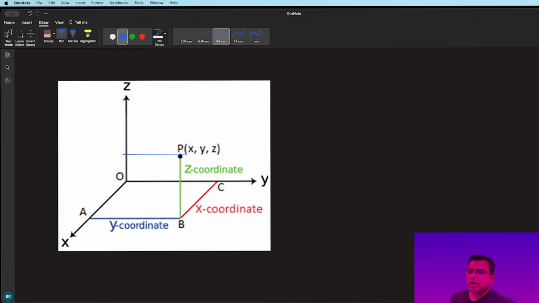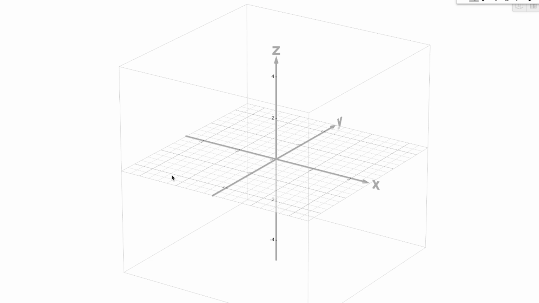Now if you want to learn more about how the 3D coordinate system works in a real example, let's see it in real time. You can see a cuboid representing the three-dimensional coordinate system. Here you can see the y-axis, x-axis and z-axis. Let me plot one point here. I have plotted one point, 1 comma 1 comma 2, that is x component is 1, y component is 1 and z component is 2. Let me show you.